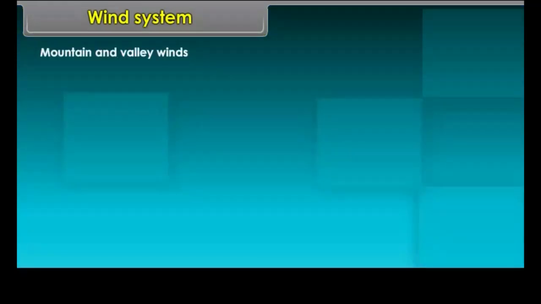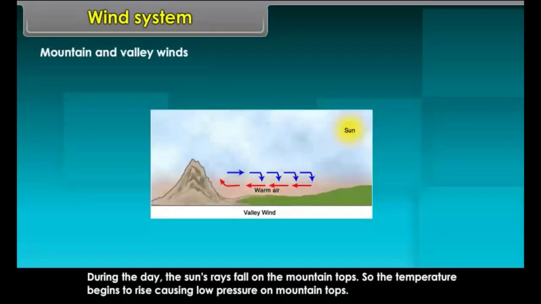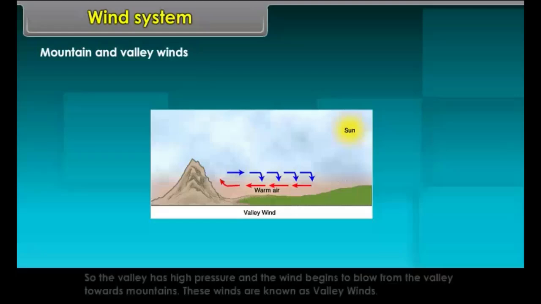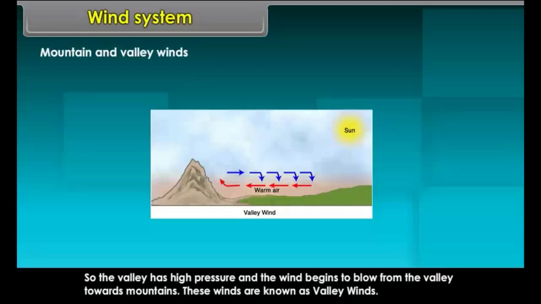Mountain and valley winds. During the day, the sun's rays fall on the mountain tops, so the temperature begins to rise, causing low pressure on mountain tops. In the meanwhile, the valley has low temperature because it is protected by mountain ranges. So the valley has high pressure and the wind begins to blow from the valley towards the mountains. These winds are known as valley winds.